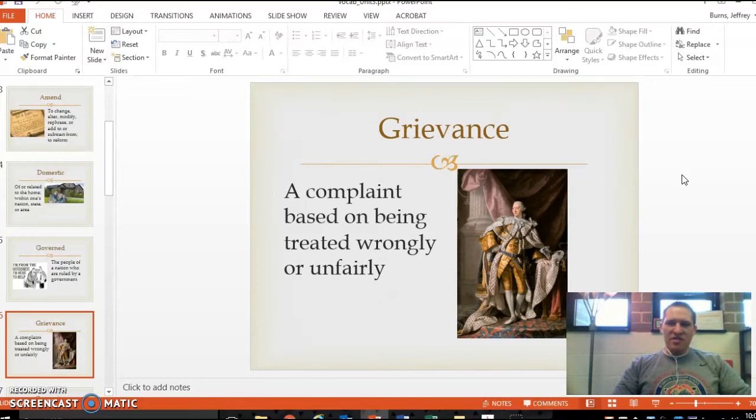We have a grievance, and this will be with the Declaration of Independence, which you learned about in 6th grade history. A complaint based on being treated wrongly or unfairly. And the Declaration of Independence is basically a list of grievances that the colonists wrote to the British King, King George.